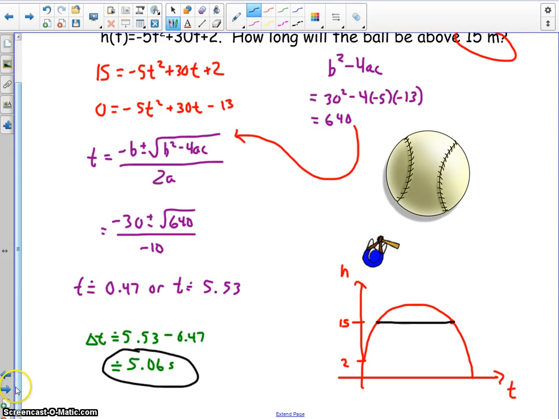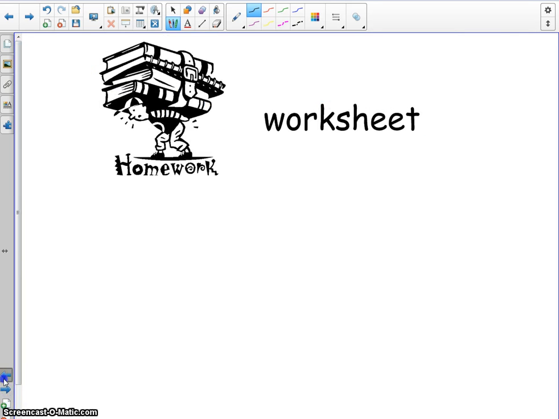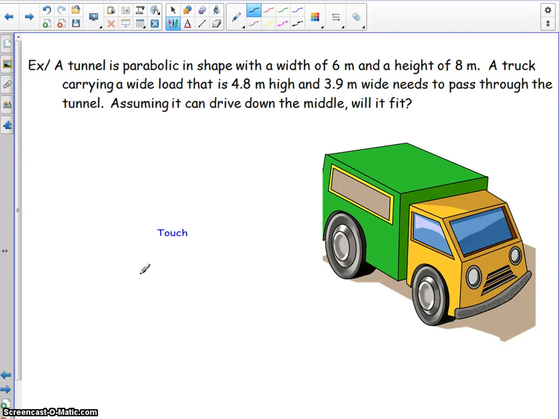Okay, so last one. So take a second to read through it. So you've got a parabolic tunnel, 6 meters wide, 8 meters high. We're going to have a truck that we're going to assume can drive down the middle, and it needs to pass through it. We're just wondering if it can fit.